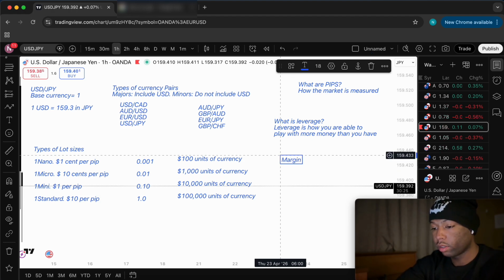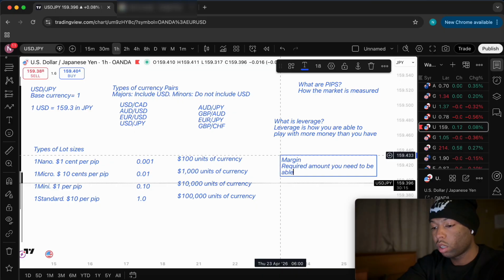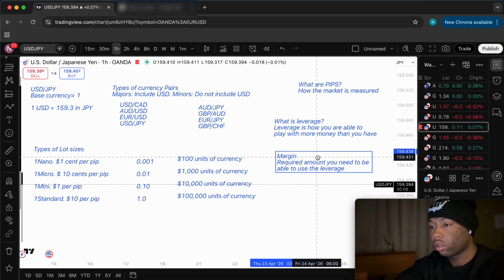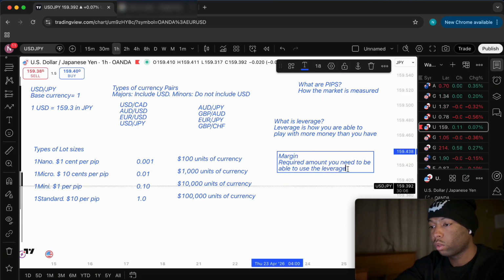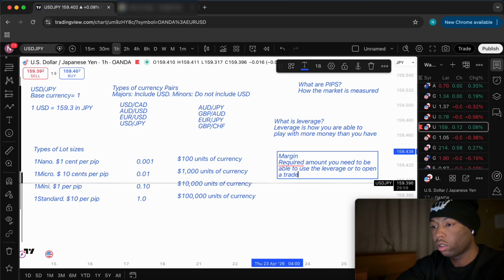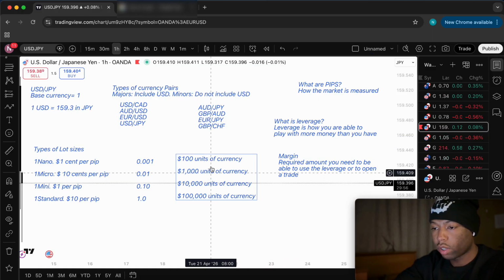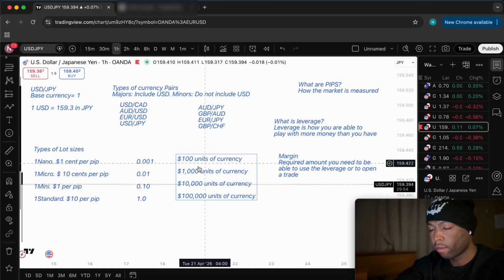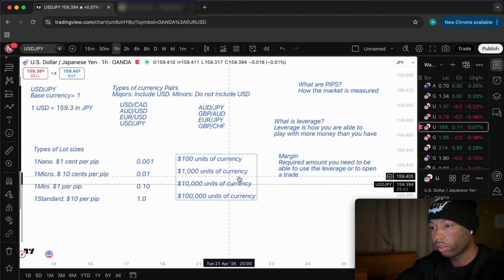And then margin. All margin is the required amount you need to be able to use the leverage, or to open a trade. Okay. So these right here are the positions of the trade. Really, this is the leverage, okay?